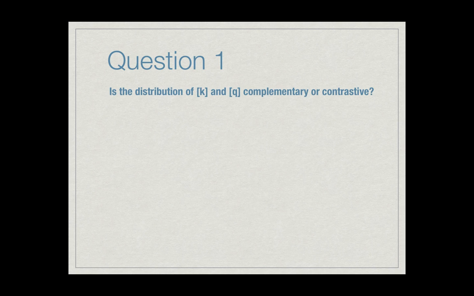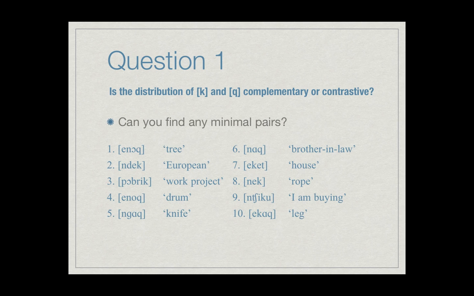Question 1 asks, is the distribution of k and k complementary or contrastive? You should note at this point that both k and k are voiceless stops with different places of articulation, which you have already identified visually in the dataset. This question is asking you to determine the type of distribution that these phones have, only on the basis of the dataset provided. For small datasets, it's usually quite a bit faster to determine if the distribution is contrastive, because determining complementary distribution, as we'll see, requires a bit more work.